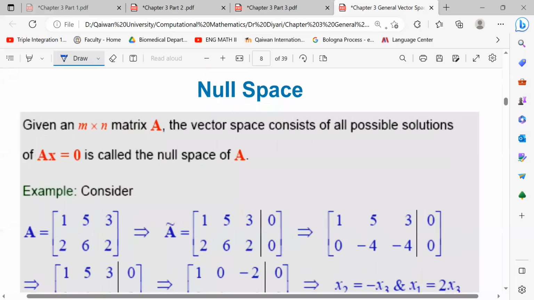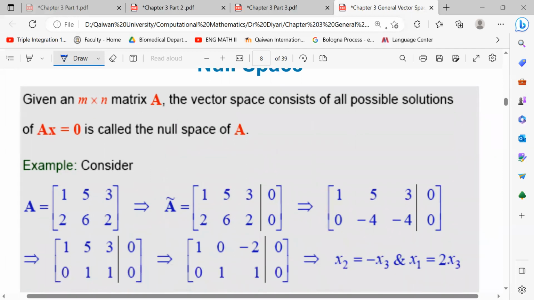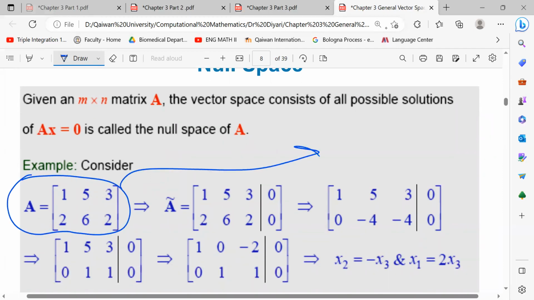And here we have an example about null space. The null space is the solution for the system if all are equal to 0. Look, here you have this. For this system, we set it equal to 0. So here, this is x1, x2, x3.